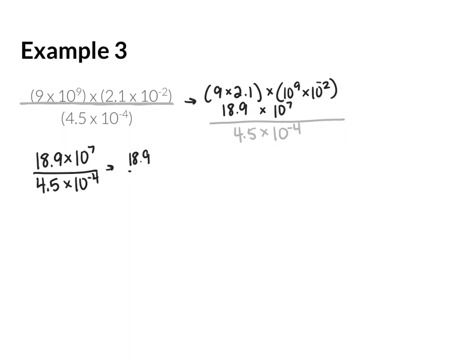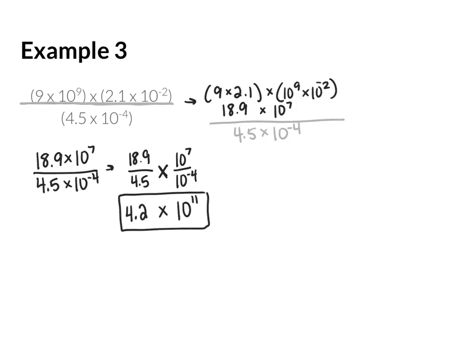Now I can separate these out. 18 and 9/10 being divided by 4.5 and 10 raised to a power of 7 divided by 10 to the negative fourth. 18 and 9/10 divided by 4.5 gives me 4 and 2/10. And then 10 to the 7th divided by 10 to the negative fourth gives me 10 to the 11th power. So my final answer, 4 and 2/10 times 10 to the 11th power.